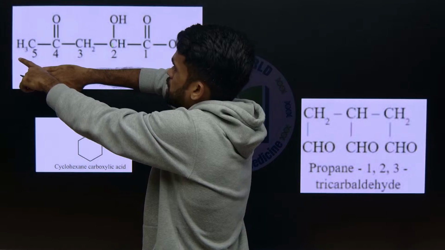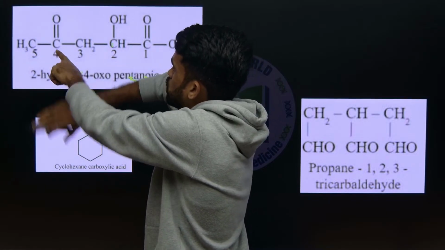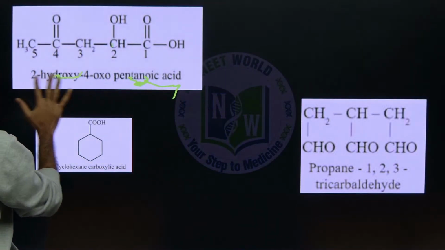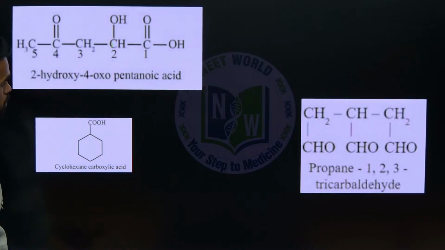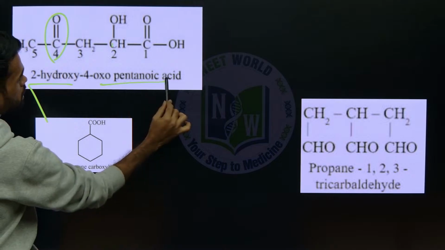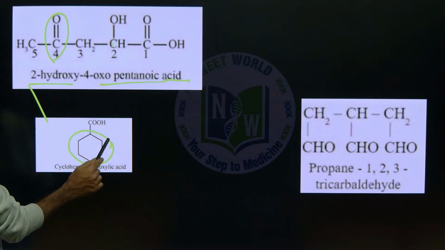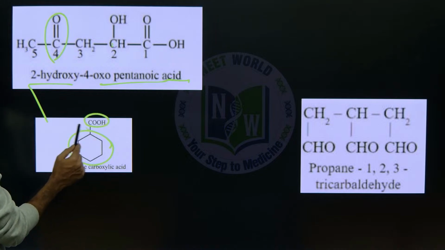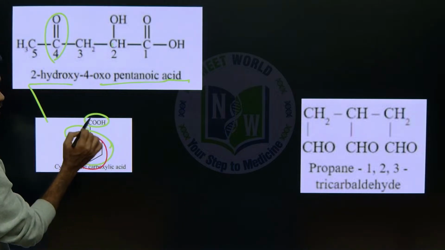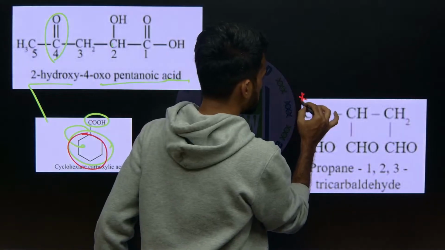Therefore 5 carbons means pentanoic acid. So 2 hydroxy, 4 keto or oxo. Here this carbon is counted, so you should call it oxo. So the name will be 2 hydroxy, 4 oxo, pentanoic acid. And what about this? Just now I told you, if the COOH is not counted into the carbon chain, the name should end with carboxylic acid. So cyclohexane carboxylic acid. And you know this is a previously asked question.